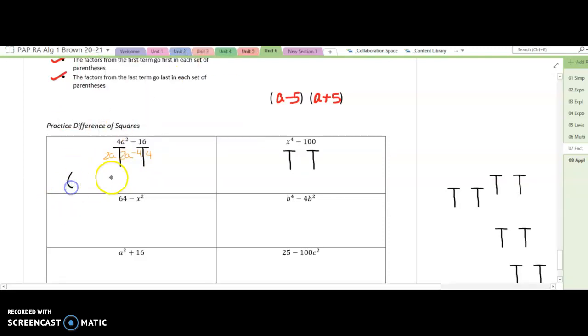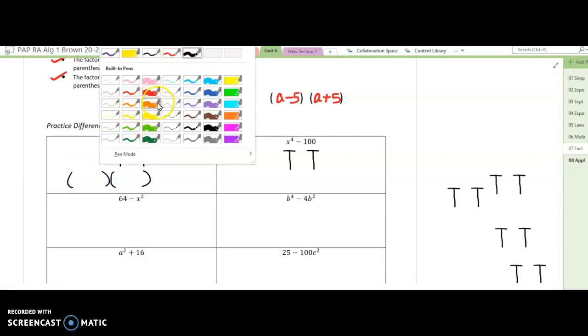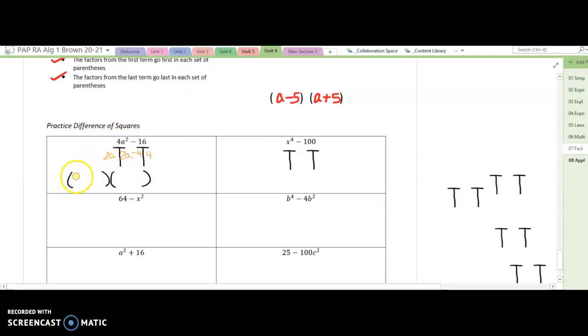So in my parentheses, I'm going to do 2a in the front for both of these. And I'm going to put a negative 4 in one and a positive 4 in the other.